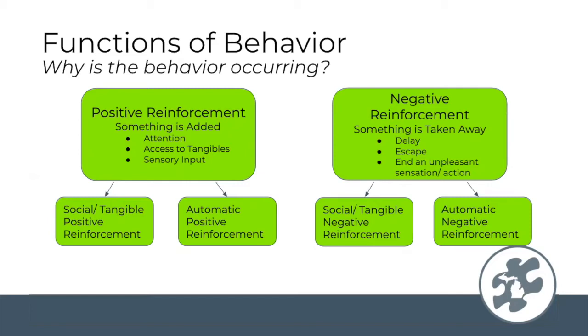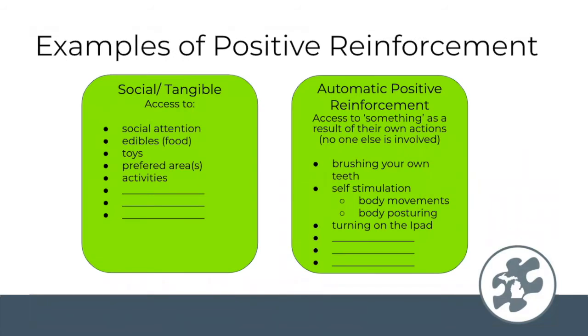Then we have negative reinforcement. Something is taken away. So think of negative, subtract. The individual experiences a delay or escape, or there's an ending of an unpleasant sensation or action. Again, we take that down further and we break it into two subcategories: social tangible negative reinforcement and automatic negative reinforcement.